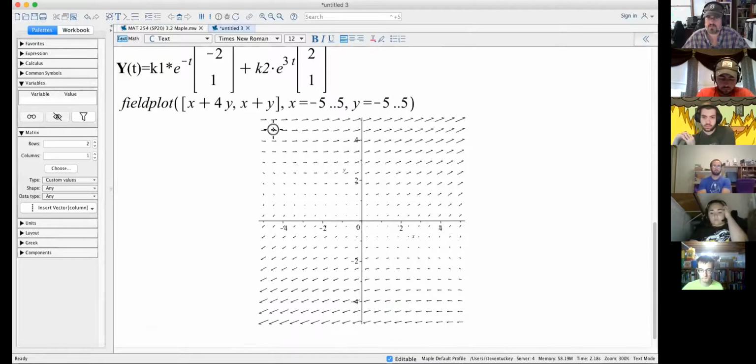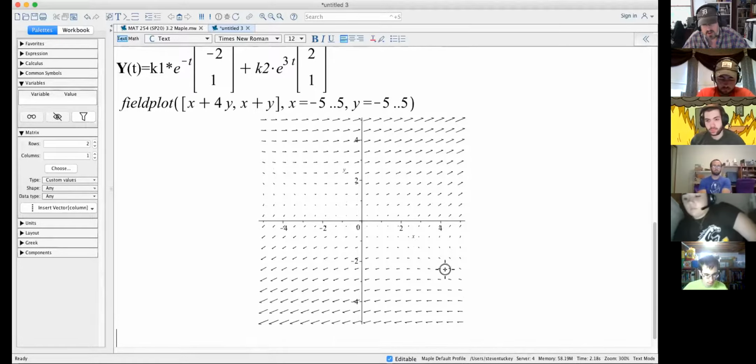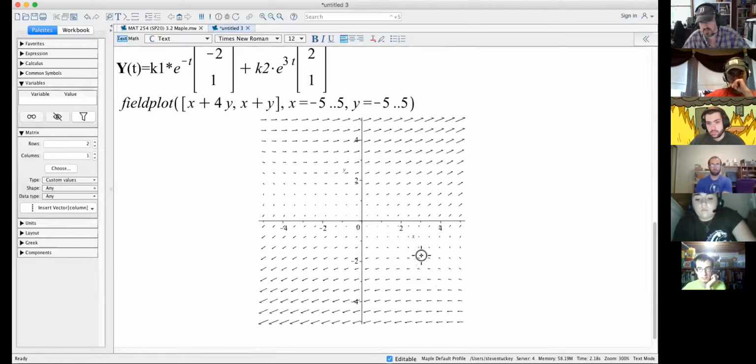So on my field plot, it's kind of hard to spot them, but you can see there appears to be a line through the origin that runs this way. Above it, the curves bend up and away, and below it, the curves bend down and away. There's a straight line solution that passes through there with a negative slope. That's my first straight line solution. If I go right 2, down 1, that's the line that I see.